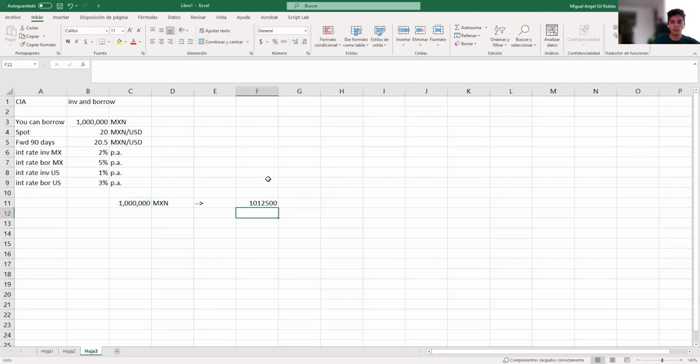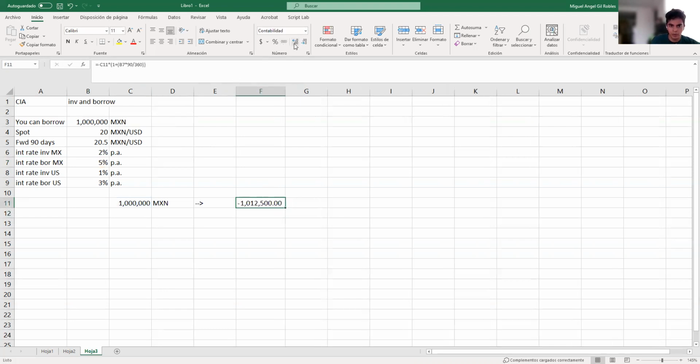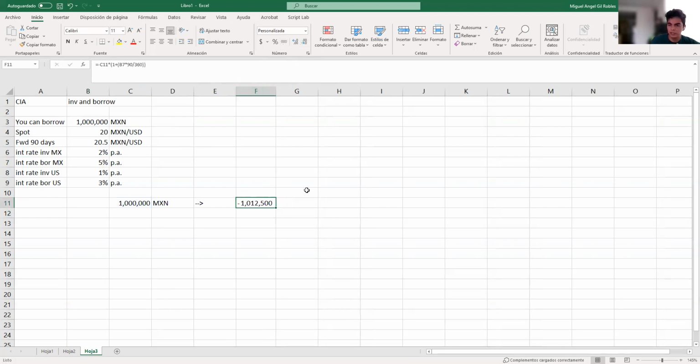And that's the future value. Remember something that I told you when we were doing the CIA. I like to keep a negative number when I borrow money, so I remember that it's money that I need to pay back. It's just something that I do to remember that it's money that I need to pay back. The next thing to do is to convert the pesos to dollars using the spot.